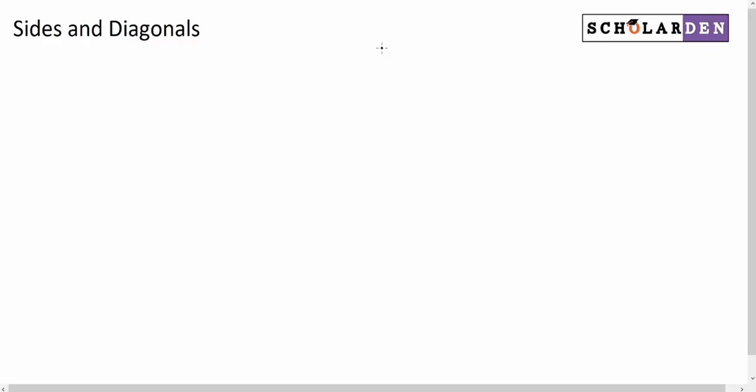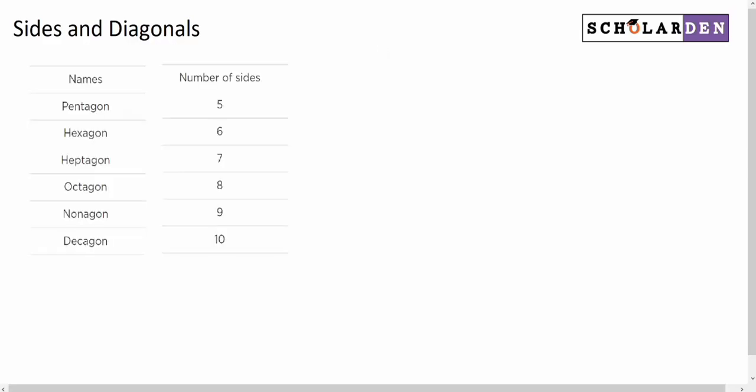So let's bring up a list of some of the more common polygons that we tend to see. And remember, polygons are just shapes with straight line segments for sides. So here's a list of some common polygons and the number of sides. A pentagon has 5 sides, a hexagon has 6, a heptagon 7, octagon 8, nonagon 9, and decagon 10.